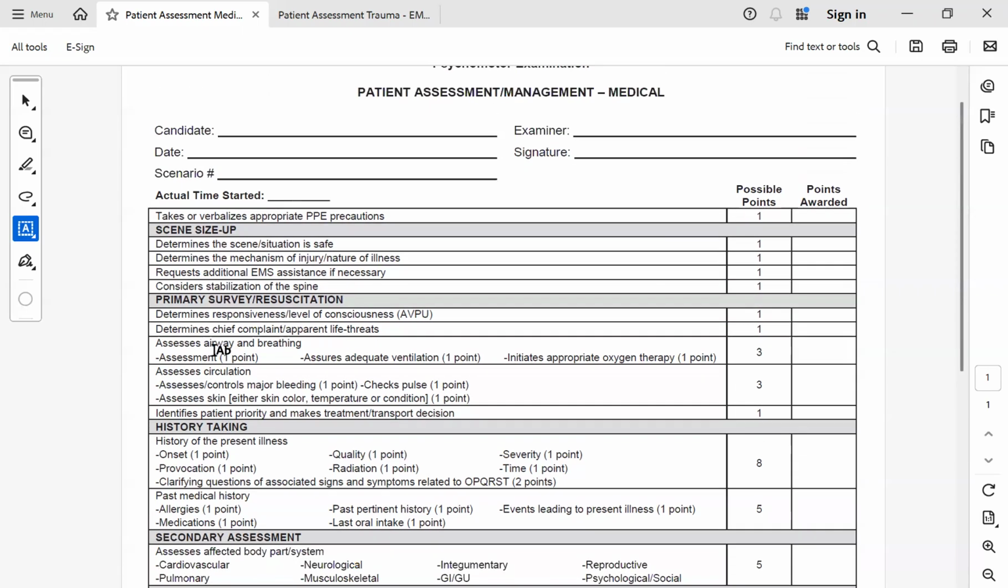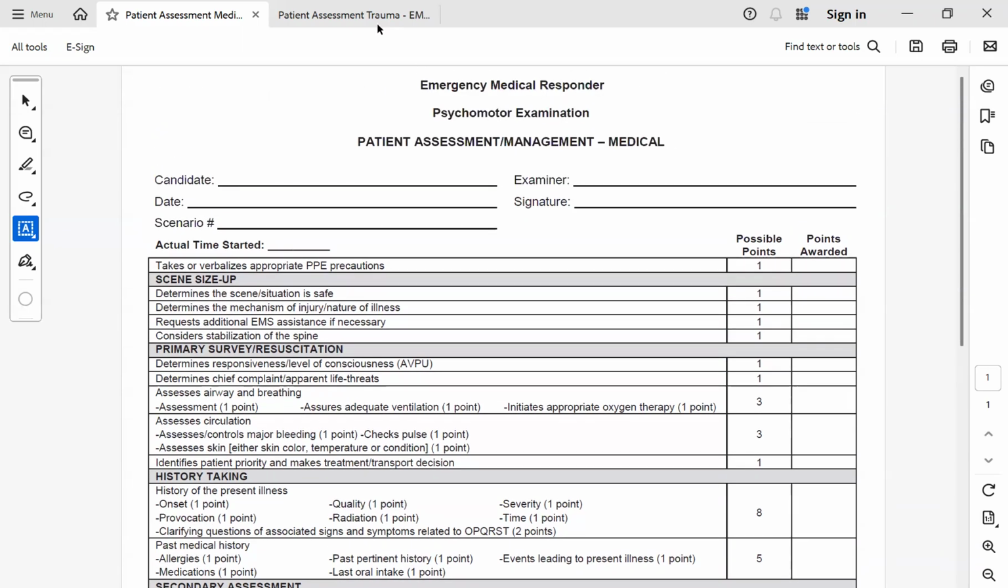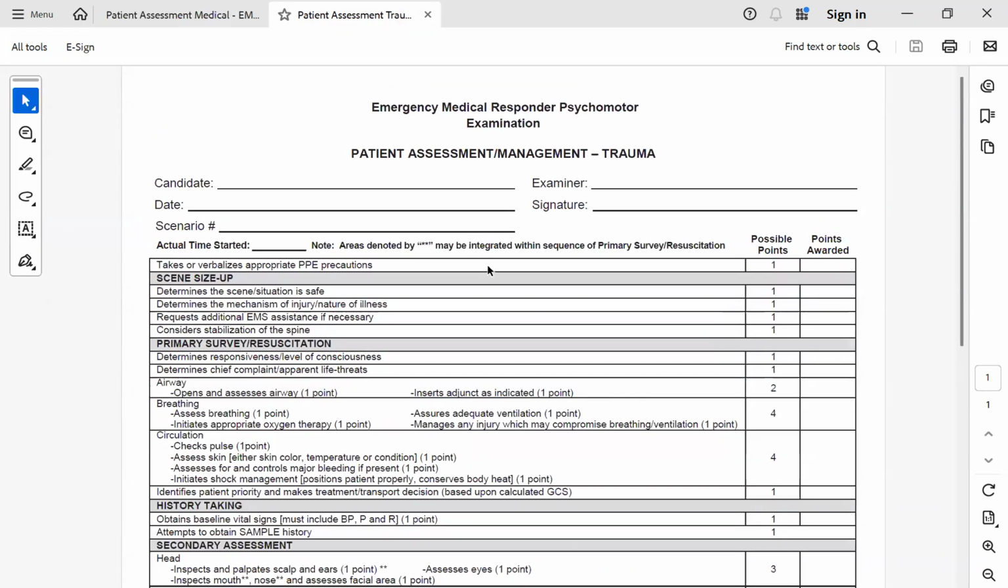So this is patient assessment medical. When you go to trauma, it's very similar. So this one is PPE. These are all the exact same until you hit airway. So PPE, the scene is safe, making sure the scene situation is safe. What is our mechanism of injury, usually for trauma? Do we need additional people? ALS, helicopter, fire, we need people out there. We need to consider C-spine stabilization.